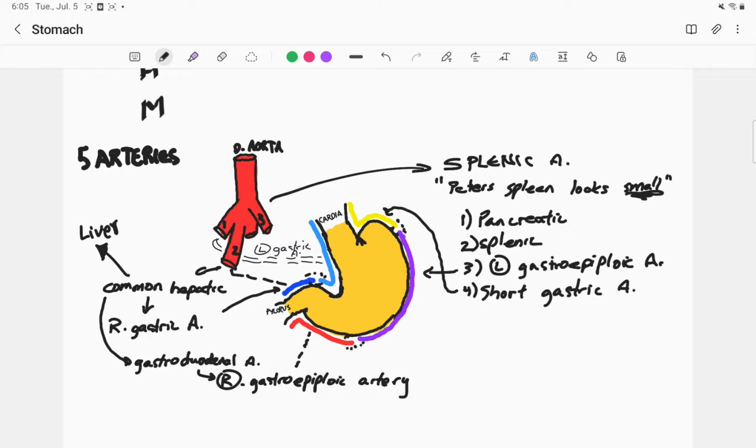We have 5 different arteries that supply the stomach: the left and the right gastric, the left and the right gastroepiploic, and the short gastric artery. The left gastric comes straight off of the celiac artery as its own branch, and then the right gastric and the right gastroepiploic come off of the common hepatic artery. Then finally, the left gastroepiploic and the short gastric artery both come off as branches from the splenic artery.